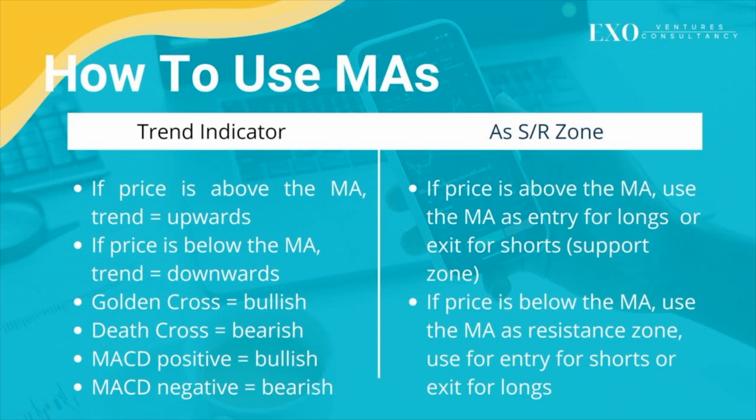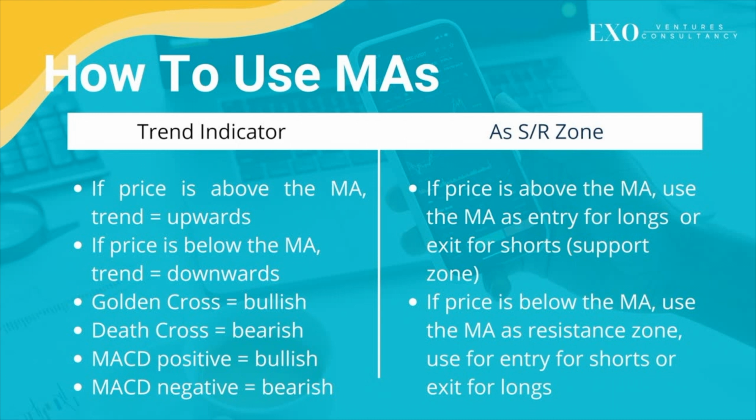So as a trend indicator, you can use the moving average as a signal on whether the market is in an uptrend or in a downtrend. If the market is in an uptrend, you can start looking for longs. If the market is in a downtrend, you can start looking for shorts. If price is above the moving average, then typically the market is in an uptrend and you can be looking for longs. If price is below the moving average, then generally price is in a downtrend and you can start looking for shorts.